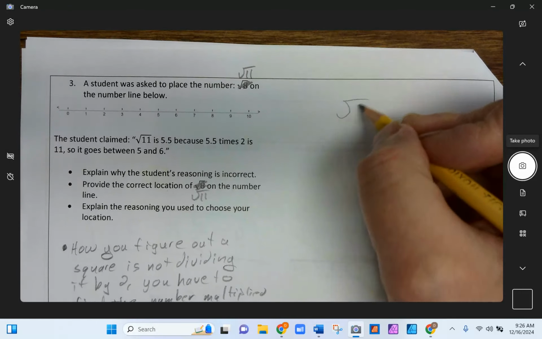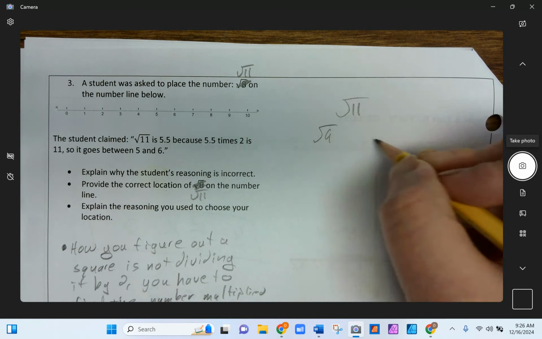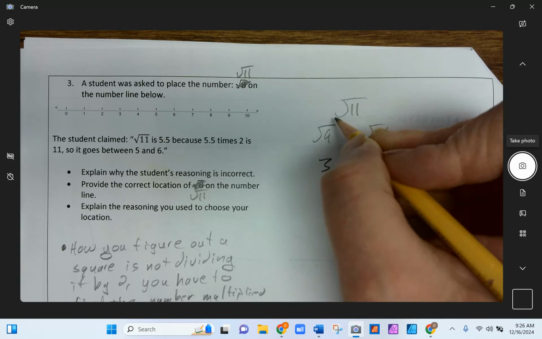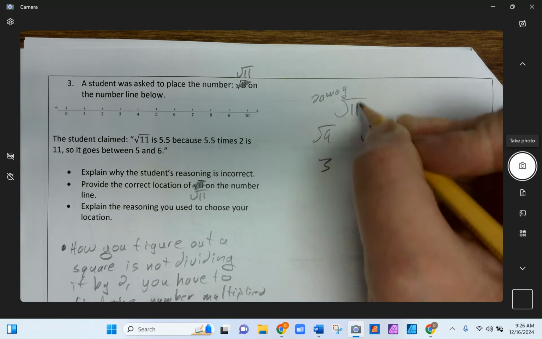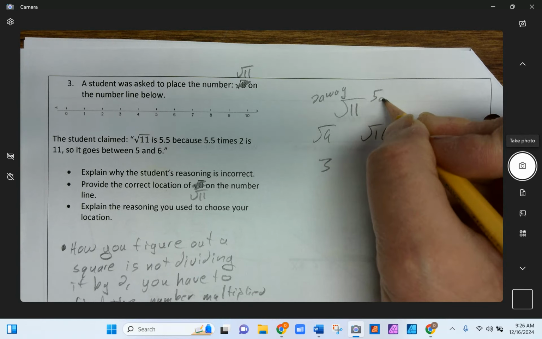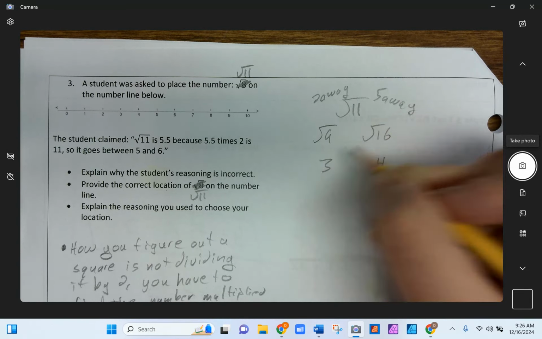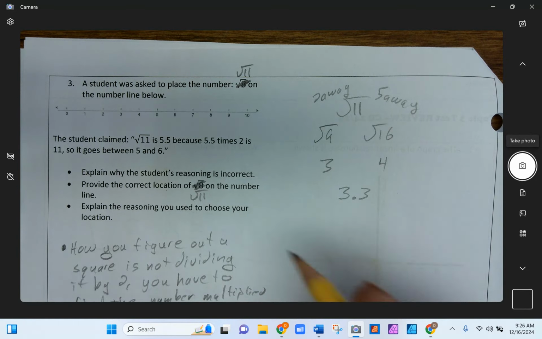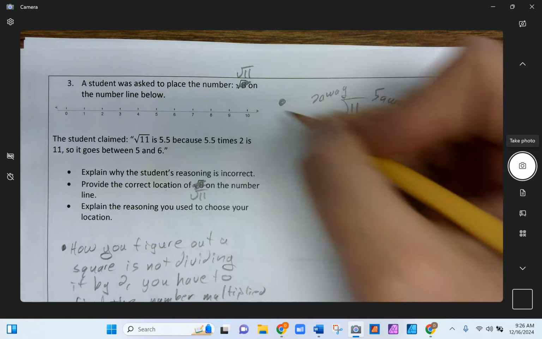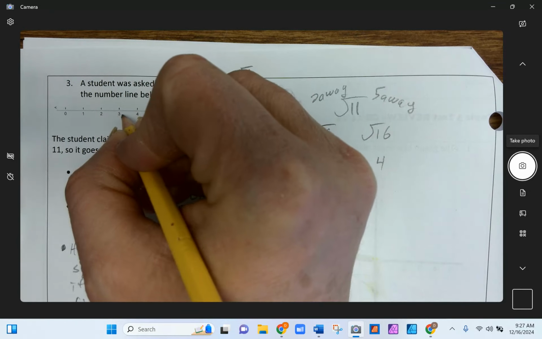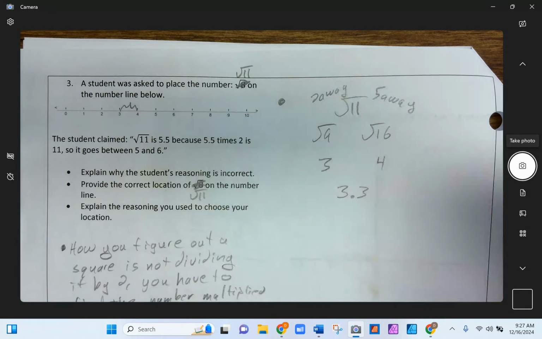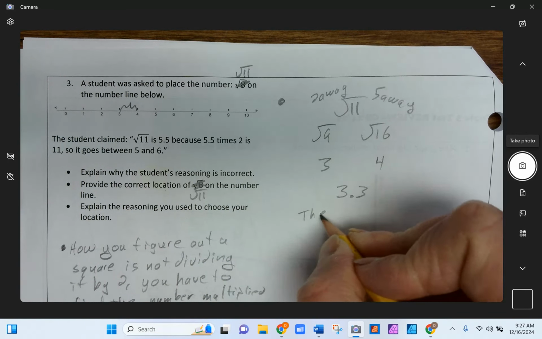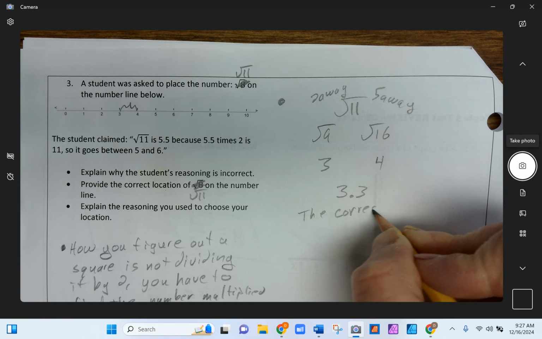Okay, so provide the correct location. If I have the square root of 11, I know if I look at my square root list, it's in between 9 and 16, which means it's in between 3 and 4. Now it is 2 away from 9, and it is 5 away from 16, so that means it's closer to 3. So I don't know, like a 3.3 or something right here. So that's the second bullet point. So 3.3 would be here, right? The correct location is between 3 and 4.